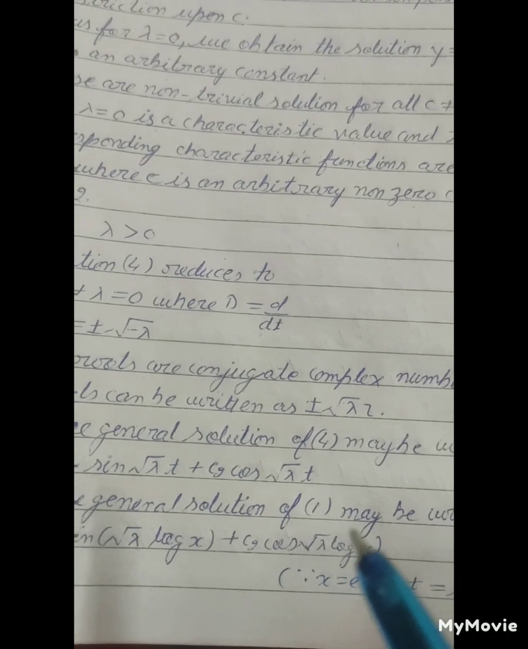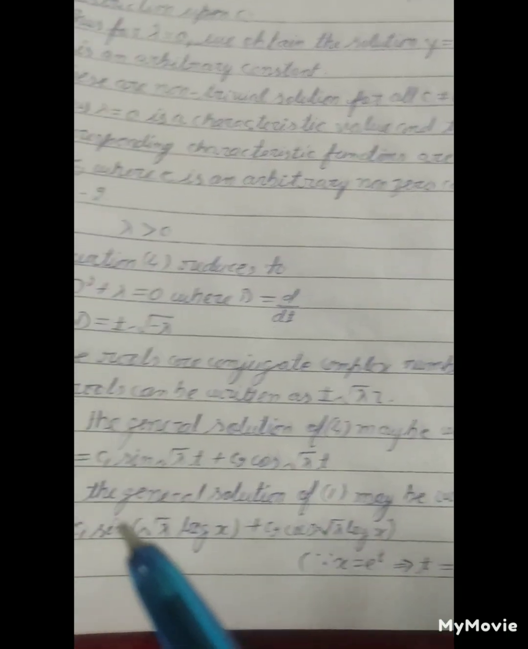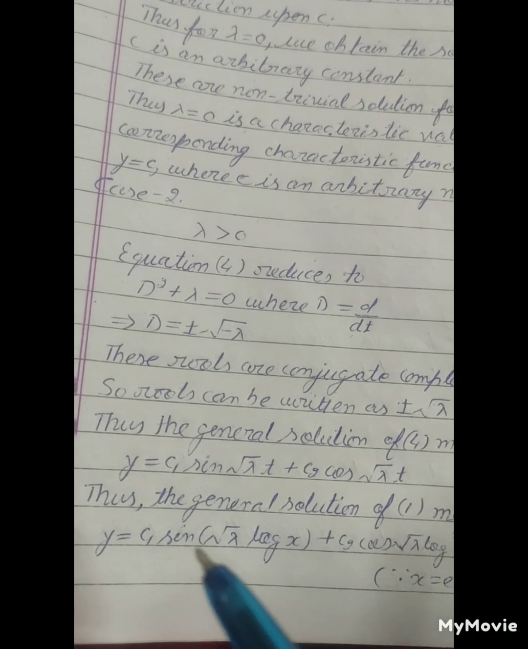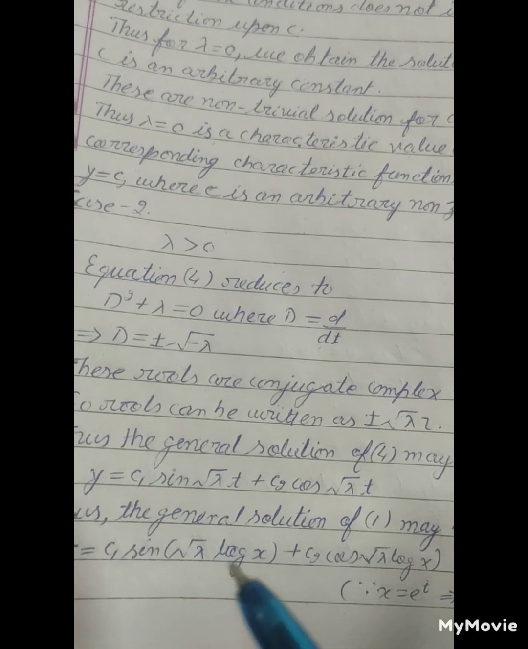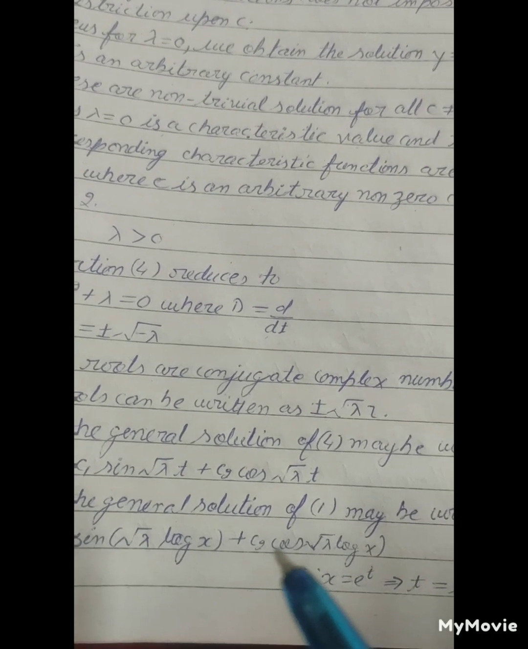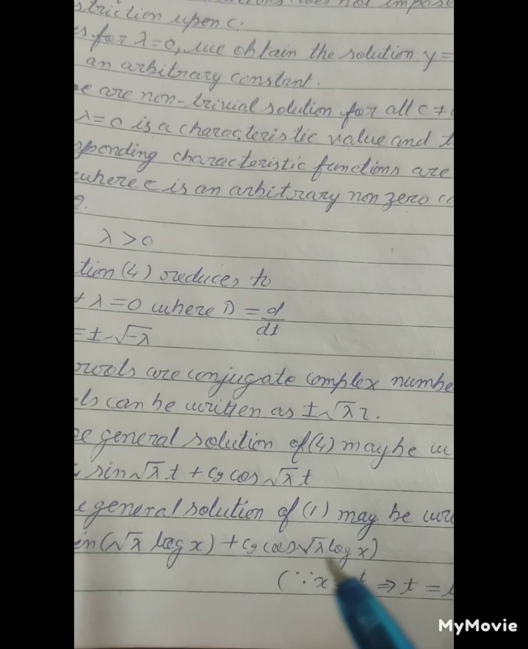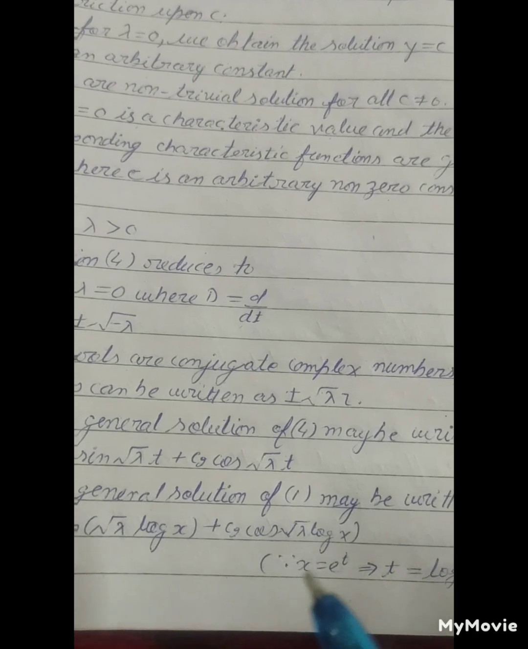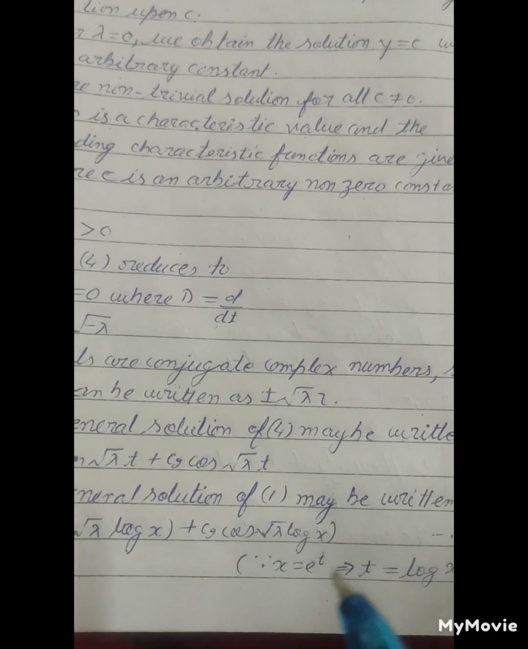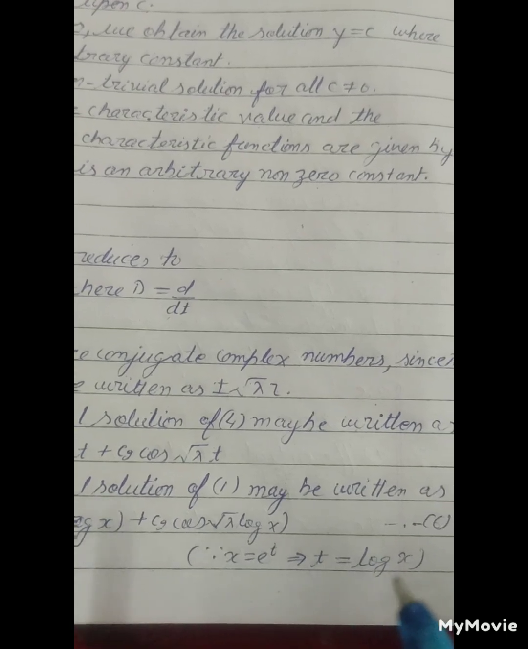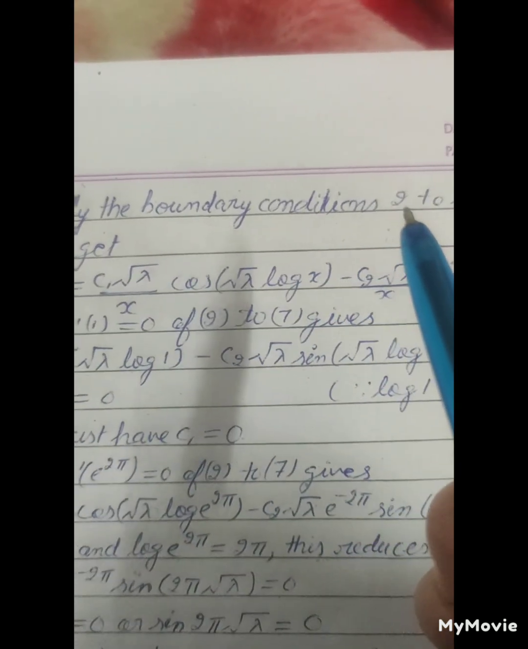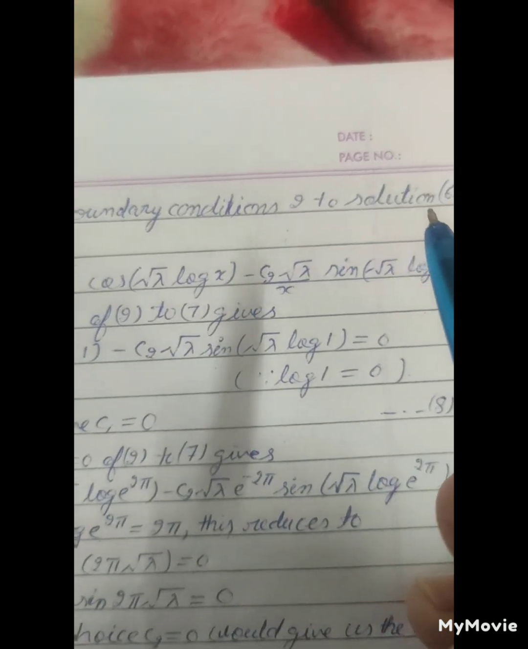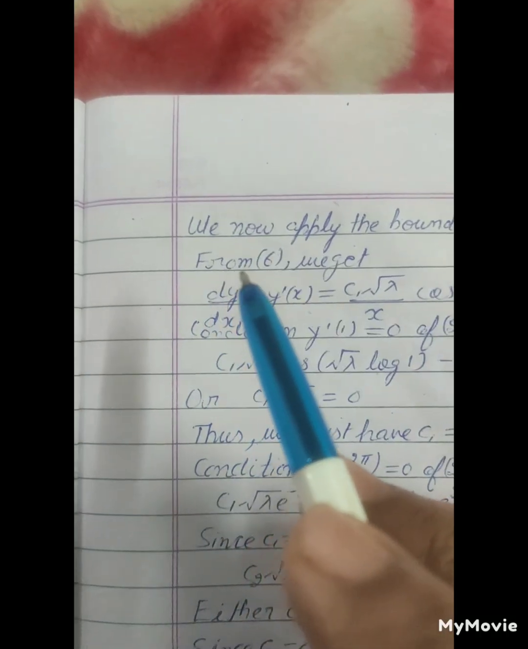Thus the general solution of 1 may be written as y equals c1 sine square root lambda log of x plus c2 cos square root lambda log of x, because x equals e raised to power t, which implies t equals log of x. This is equation 6. We now apply the boundary conditions of 2 to the solution of 6.